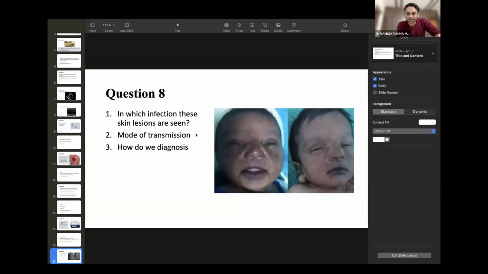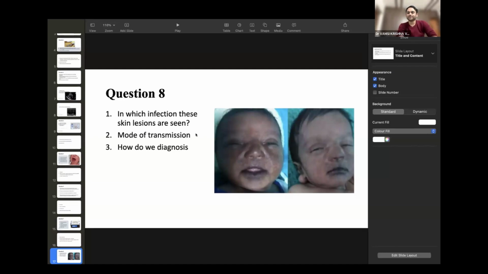So you might have seen this picture nowadays. Recently, in the last 2 to 3 months, there are so many cases. What kind of infection can cause this kind of skin lesion? Yes, this is called a chikungunya rash, or chick rash, where you have hyperpigmentation seen in the acral areas and on the face.